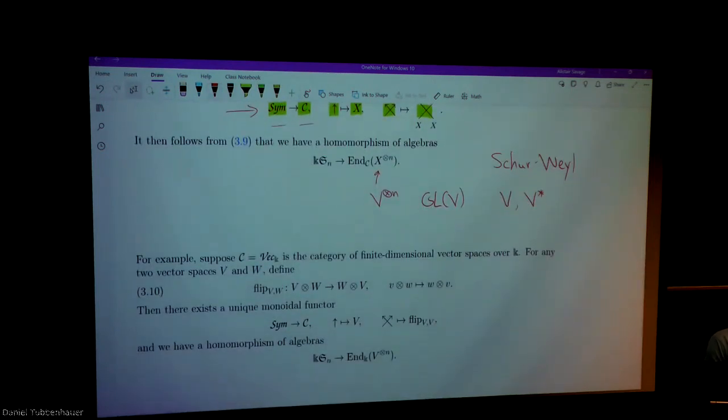Okay, so let's give a simple example, returning to the example we've seen a couple of times. If we take our category C to be the category of finite dimensional vector spaces over some field K, then I said when we want to view this as a symmetric monoidal category, if we take any two vector spaces V and W, then our crossing data will be known as flip VW. And that's just the map that flips the two factors in a tensor product. And we extend that. So that is a symmetric monoidal category. And therefore, by our universal property, we have a unique monoidal functor from this universal category to the category of vector spaces.